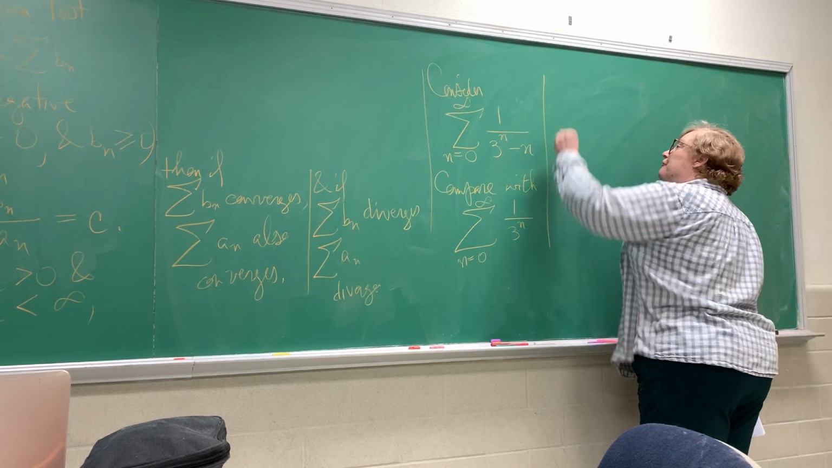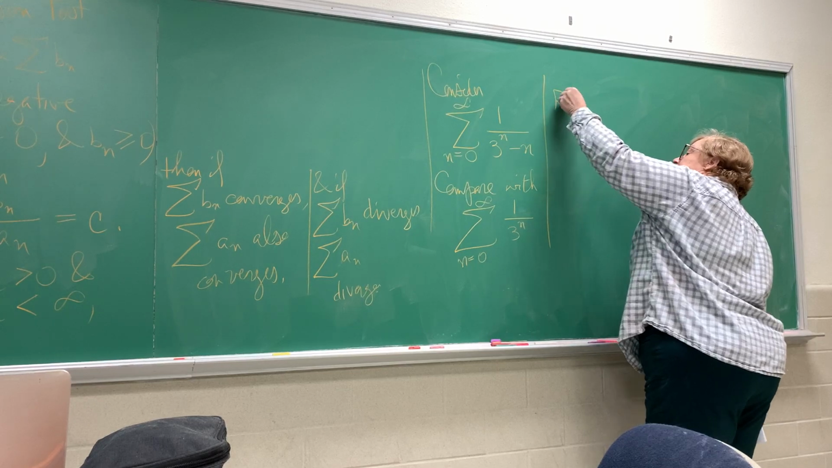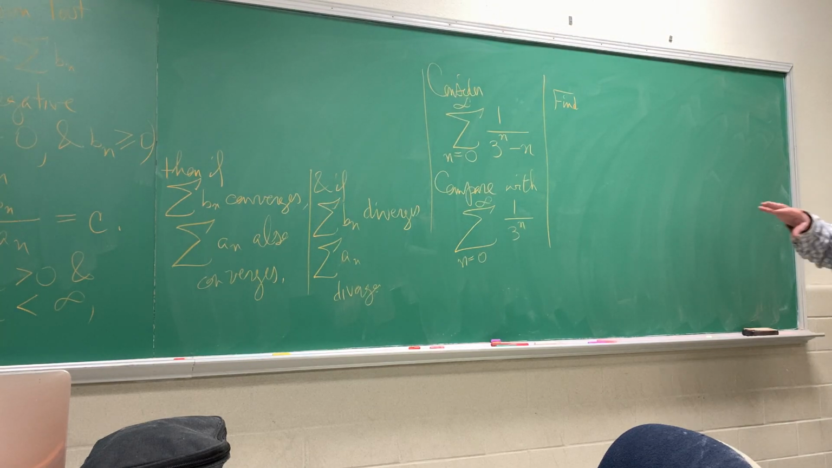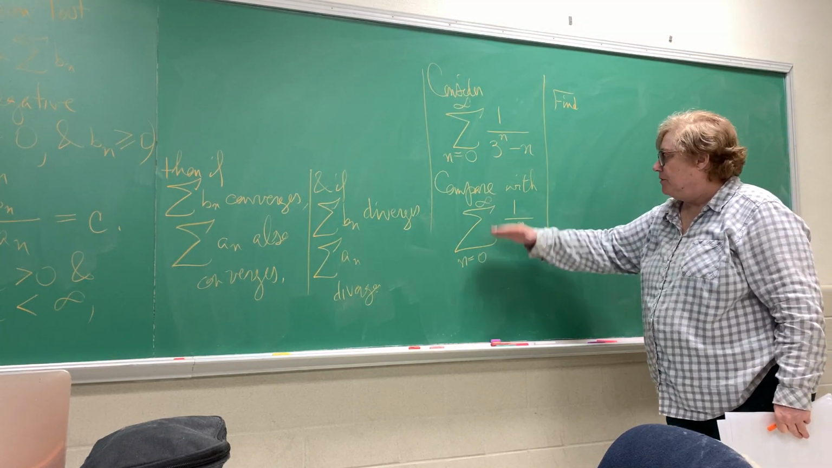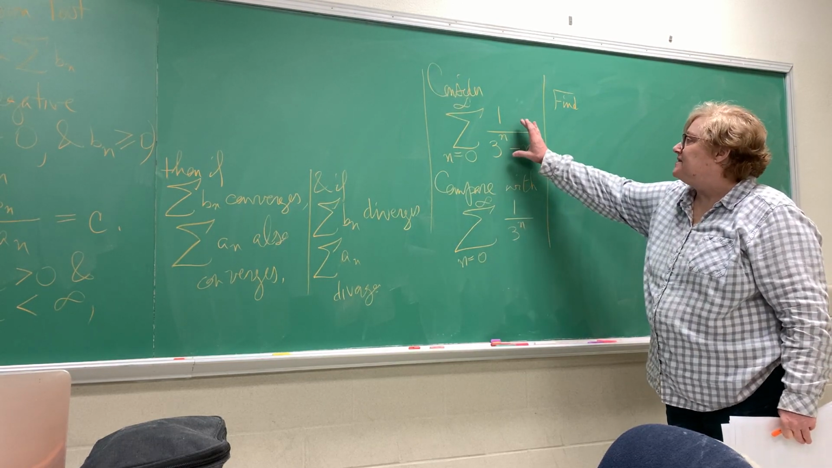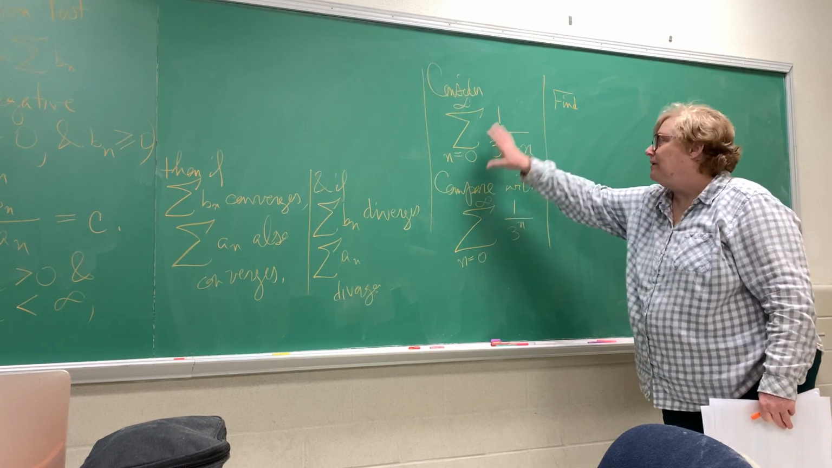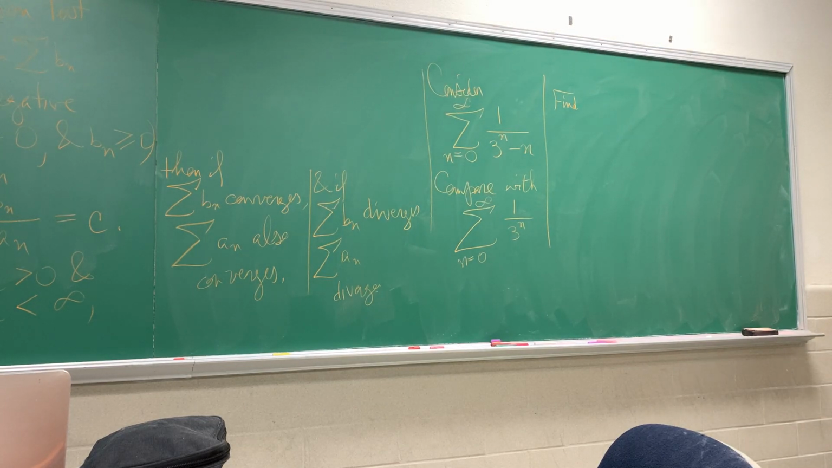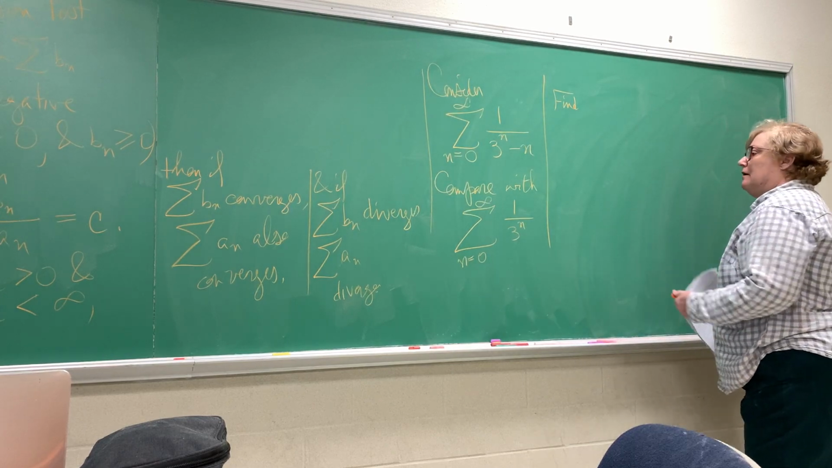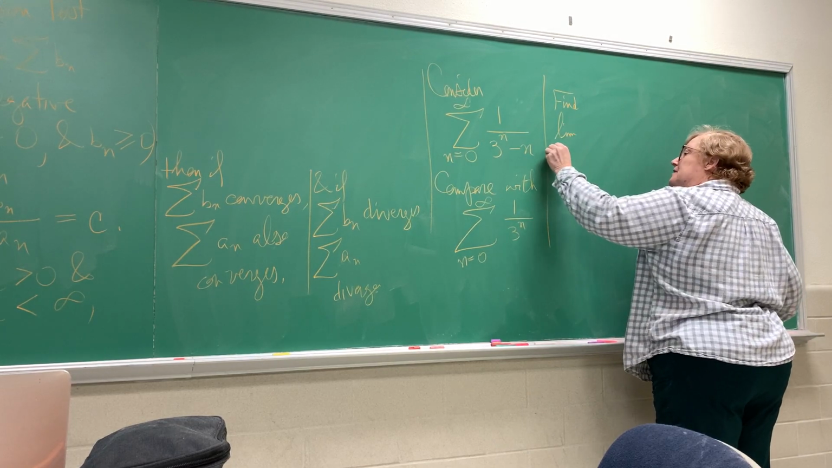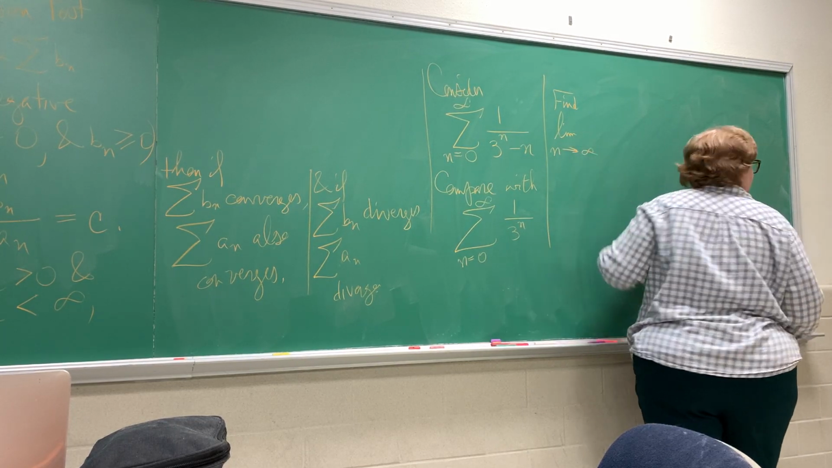So do you see that we can't use the straight up comparison test here? Because just because 1 over 3 to the n converges, if I'm making this thing smaller, we don't know what's going on with it. Right, I'm decreasing the denominator, so I'm making all the terms bigger, so we don't know what's going on with this other series, but we could see what's going on with this limit. So let's look at the limit as n goes to infinity.